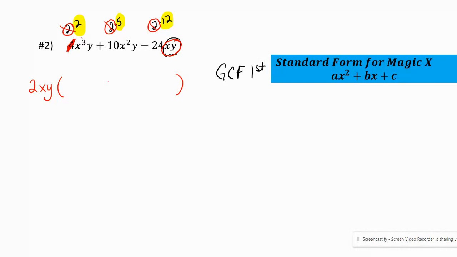Okay. So we have a 2 left. We had x cubed y. We took out xy. So there's x squared left, which is good because, again, we need to have the first term for our magic x to be an x squared. So we have a 5 left here. Bring down our sign, a positive 5, right?